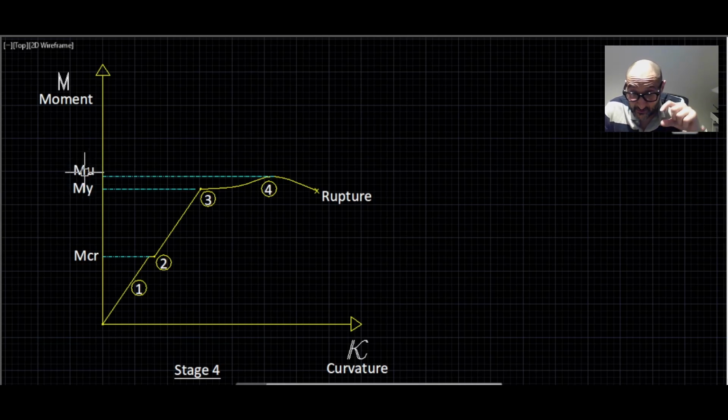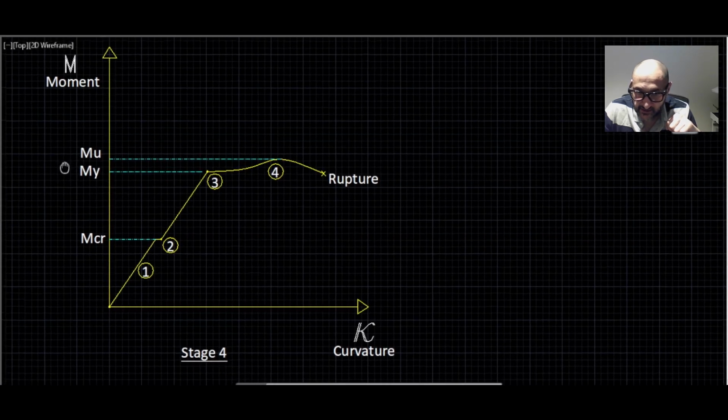This implies that the neutral axis would have reached so high in that compression zone, leaving no concrete left to hold any more compression forces. Okay, so the neutral axis will go up, right up to the top, and there's no more concrete left to hold any forces. So yeah, these are the four main stages in the moment curvature relationship with respect to the singly reinforced concrete beam.